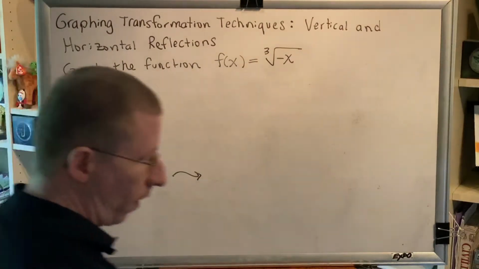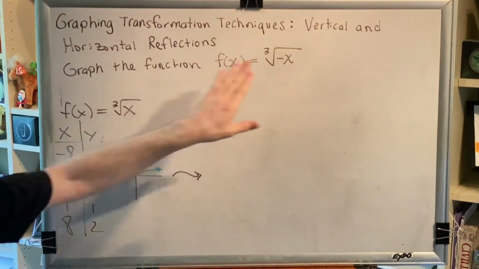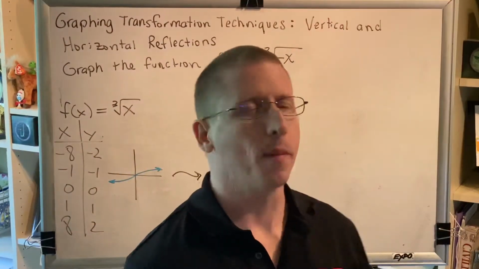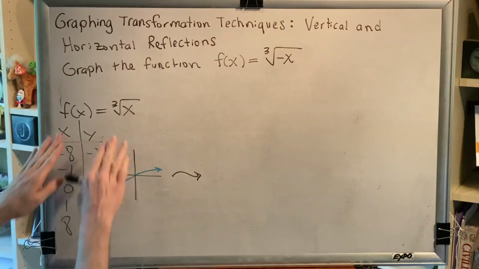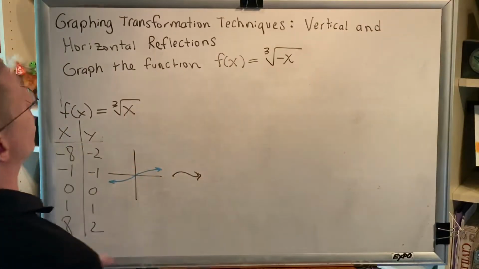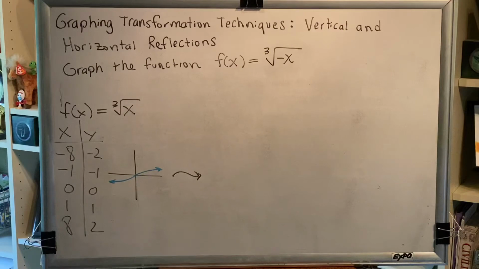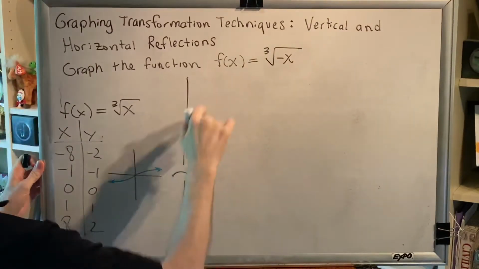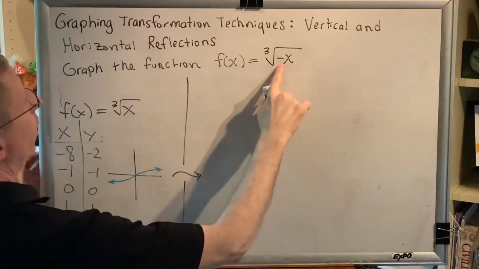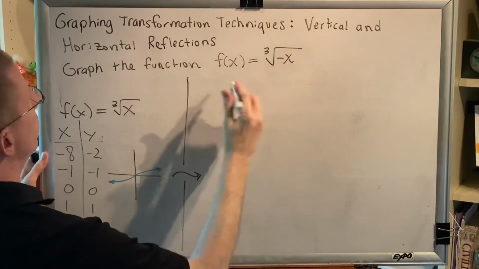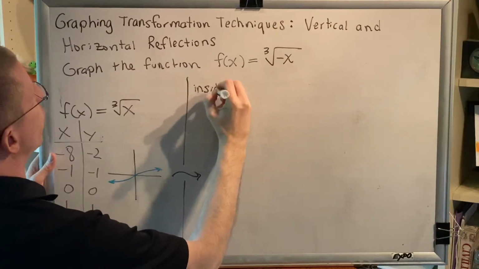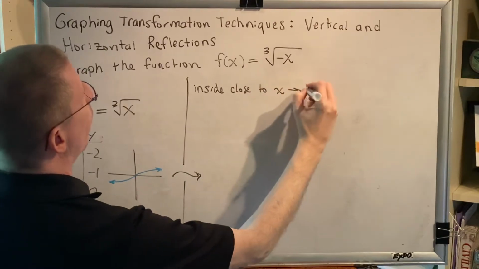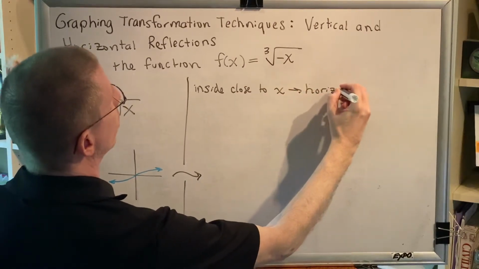So now we have to figure out how are this and this different, because that will inform our decision making regarding how we should come up with the graph. Well, the only difference between this and this is that little minus. So we ask ourselves the very important question first: how are they different and where? Well, we notice that there is a minus, and that minus is inside close to x. When the observed change is inside close to x, that is indicative of a horizontal transformation.